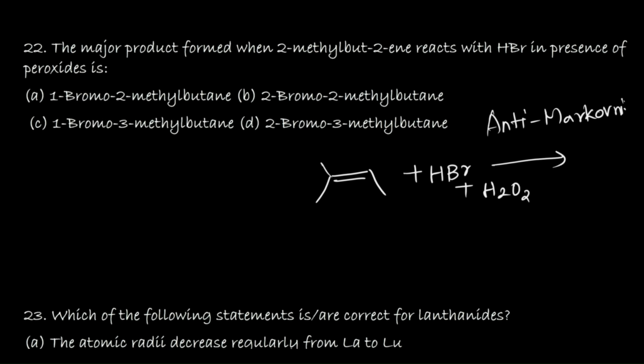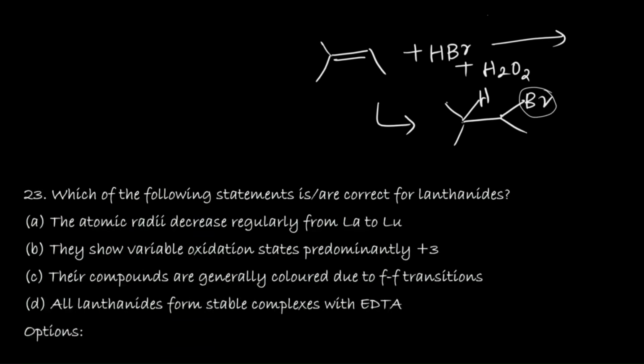So this will produce the product like this. H will occupy here, Br will occupy this position. So numbering 1, 2, 3, 4, I have Br on the second position. So 2-bromo-3-methylbutane would be your right answer. So the answer to this question is option D, 2-bromo-3-methylbutane.